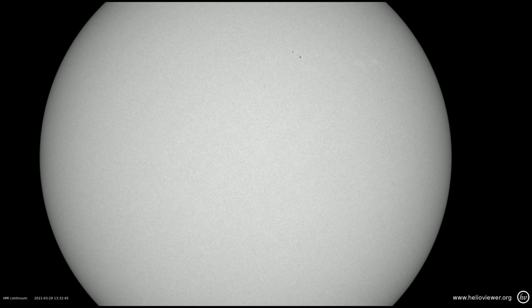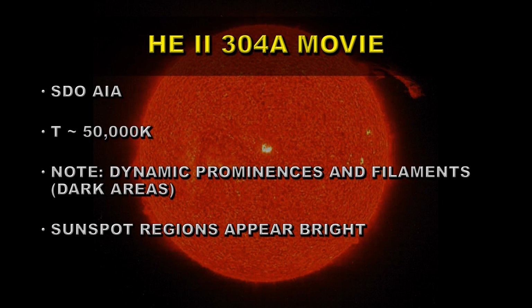The visible light image of the sunspots is a temperature of about 5700 degrees Kelvin.